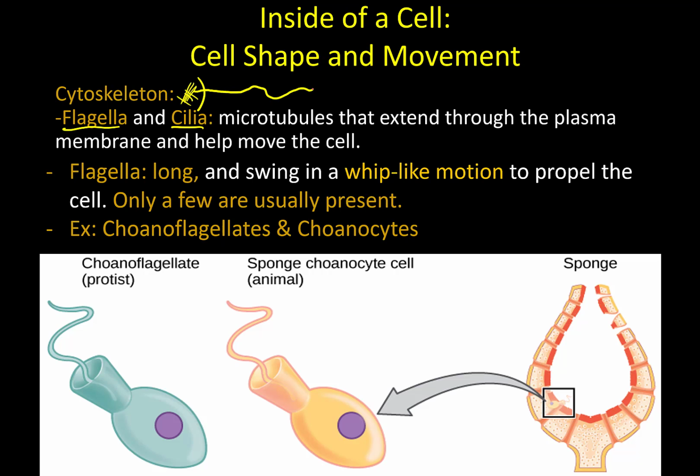Flagella are pretty distinctive. They're long and they swing in a whip-like motion to propel the cell forward. Usually you only get a few of them, sometimes only one, like in these choanoflagellates. Sometimes you get 2 or 3, but usually not many more than that. Choanoflagellates and choanocytes are classic examples of flagellated cells.